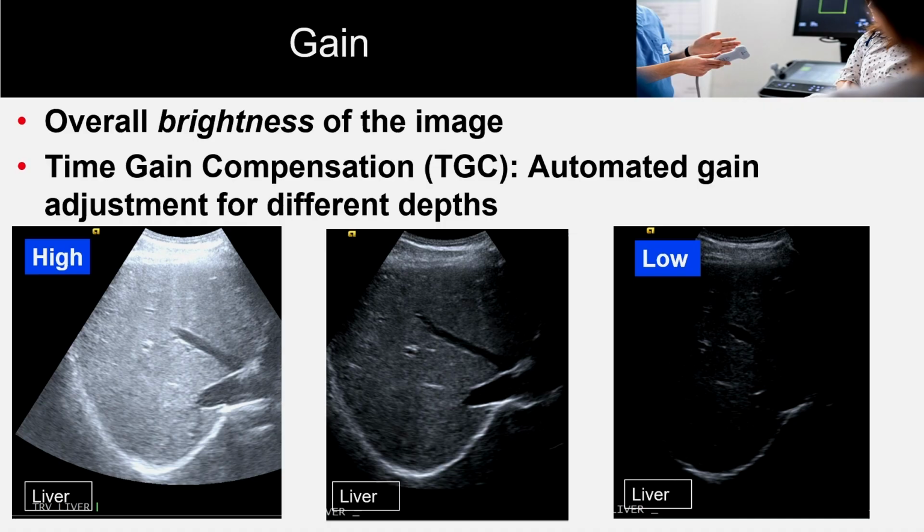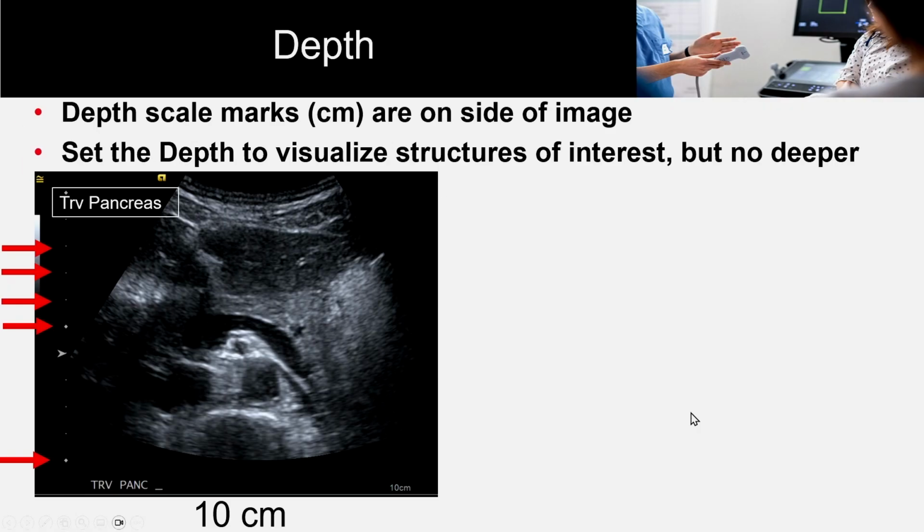Too high or too low of a gain will distort that image and it won't be as productive. After gain and frequency, we go to depth. When you look at an ultrasound image, you're always going to see these little markings. These refer to centimeters. Maybe this is a 5 centimeter marker here, and then 0, 5, and 10 centimeter. This is obtained in the mid-abdomen at the level of 10 centimeters. It's pretty adequate for what we're trying to assess.